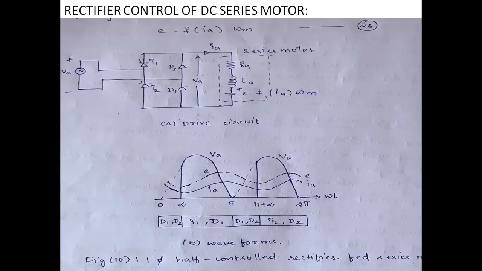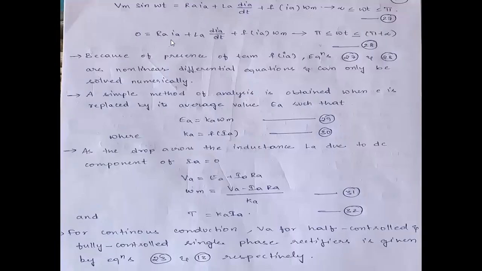Now I am describing two equations which describe the motor operation for the duty and freewheeling intervals. These are the 27th and 28th equations. This is the duty interval and this is the freewheeling interval. The duty interval has limits of alpha to pi, and the freewheeling interval has limits of pi to pi plus alpha.